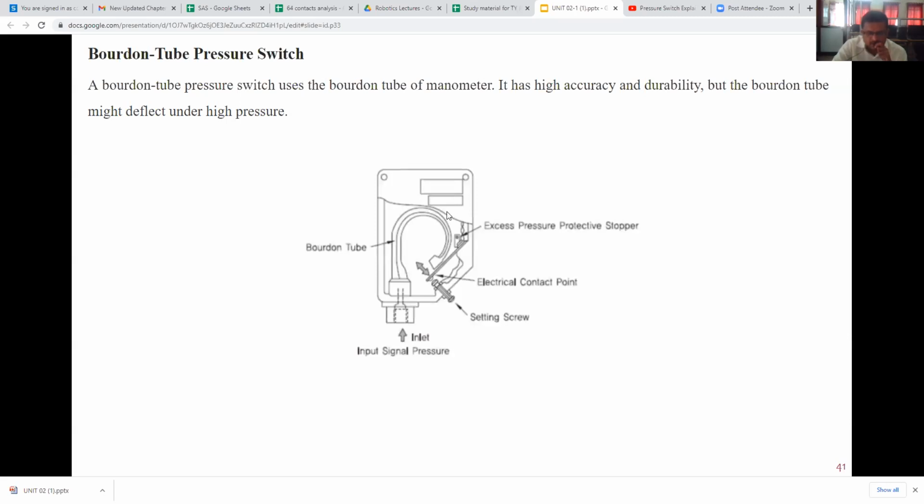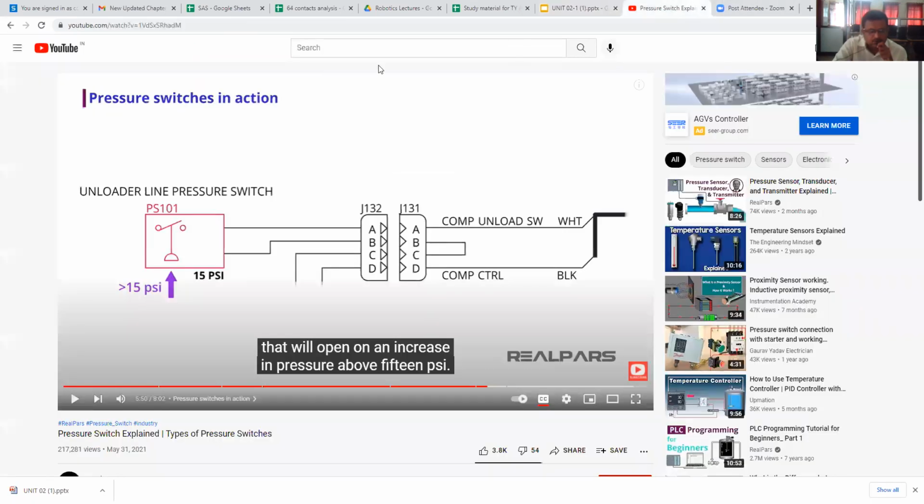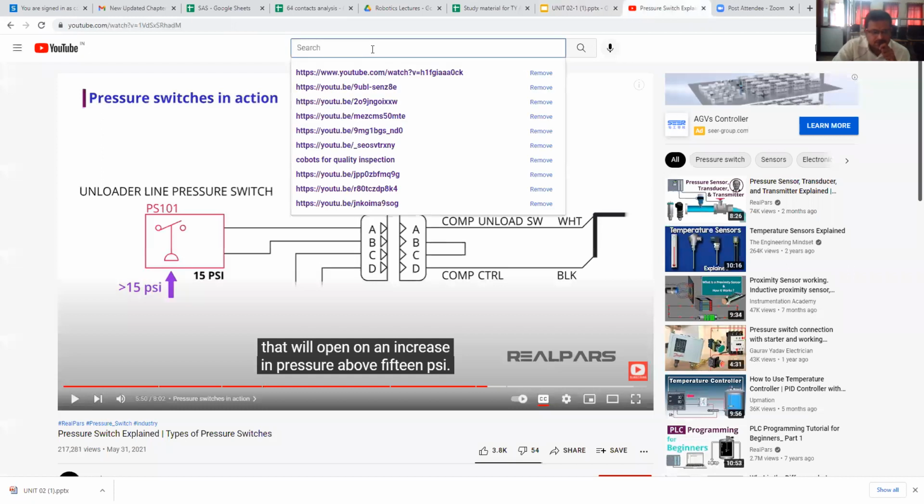Now this is the Bourdon tube. It is of elastic material. What is the characteristic of this Bourdon tube? When inlet pressure is given, when pressure increases, this Bourdon tube will expand like this, and when it expands, this point will touch here, and automatically this electrical contact point will touch this setting screw, and this pressure gauge shows the actual value of the pressure. Therefore, we will see this Bourdon tube pressure gauge.